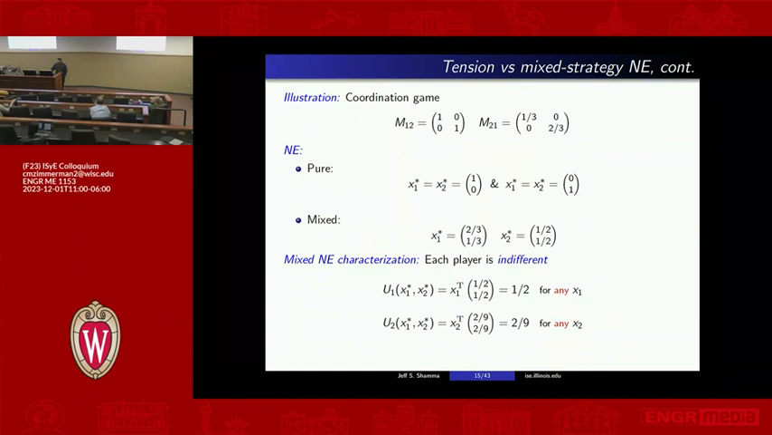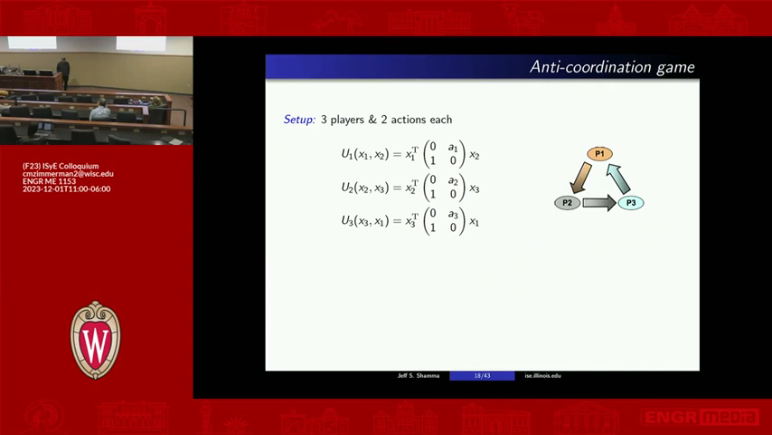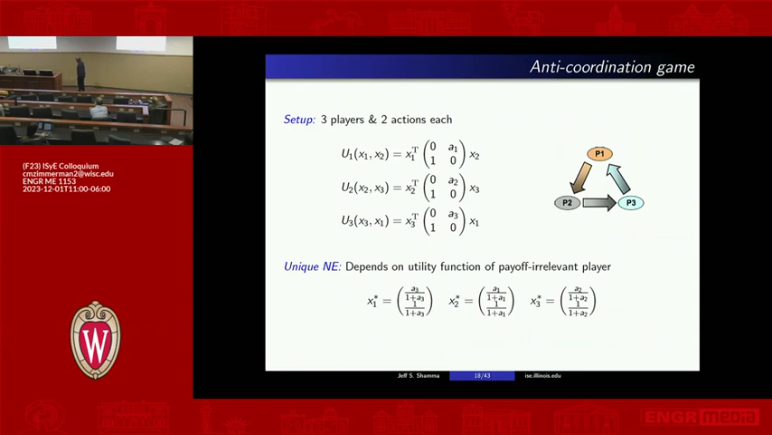Okay, so there's a backstory on uncoupled dynamics that kind of launched this discussion. The setup here is there are three players, two actions each. Player one is going to pick left or right. Player two is going to pick left or right. Player three is going to pick left or right. Player one wants to be different from player two. Player two wants to be different from player three. Player three wants to be different from player one. So they can't all pick left or all pick right, or they won't be satisfied. This has a unique Nash equilibrium, and it's going to be a completely mixed Nash equilibrium. And it's easy to compute; this is the Nash equilibrium for this game.